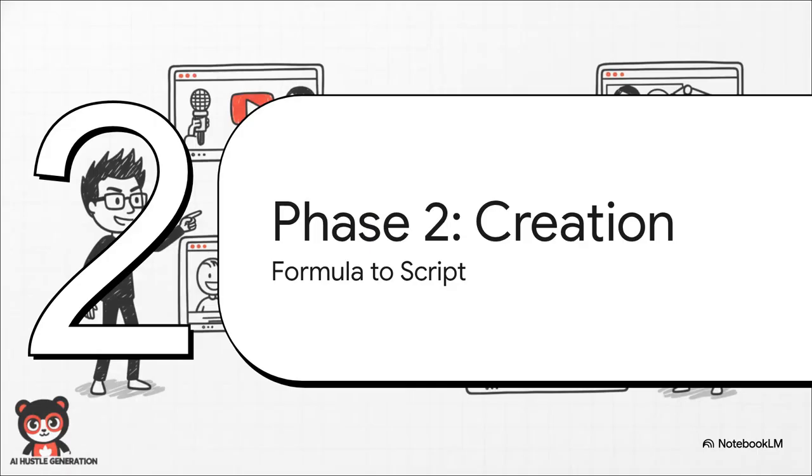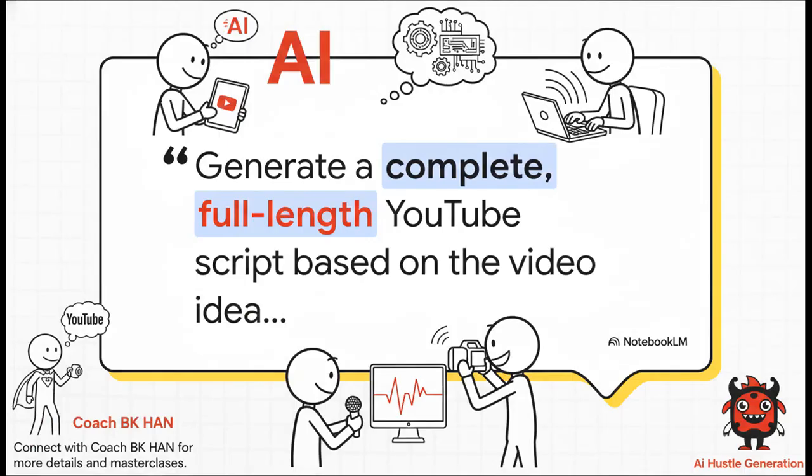Okay, Phase 2. Automated creation. We've got the blueprint, right? So now let's use it to whip up a brand new, full-length video script. And this should only take like 2 minutes. So, you take one of those video ideas the AI just gave you, and you give Notebook LM another simple prompt. You just ask it to generate a complete script based on that idea.